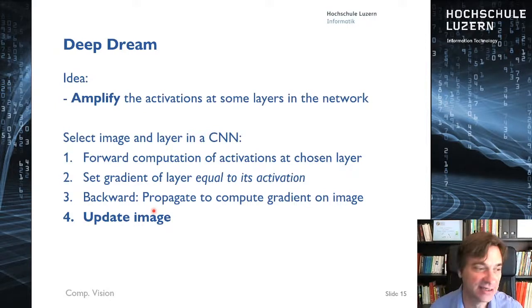And what is the idea? We update the image in a way that when we run it forward again, it would give an even larger activation to that layer. And then we go back again, and so on and so on. So the idea is to generate the image that makes some especially large activation in those chosen layers.